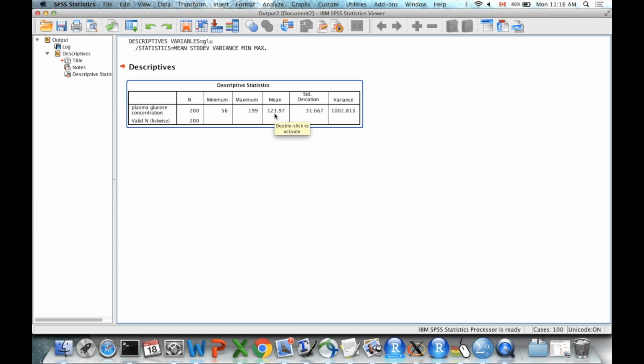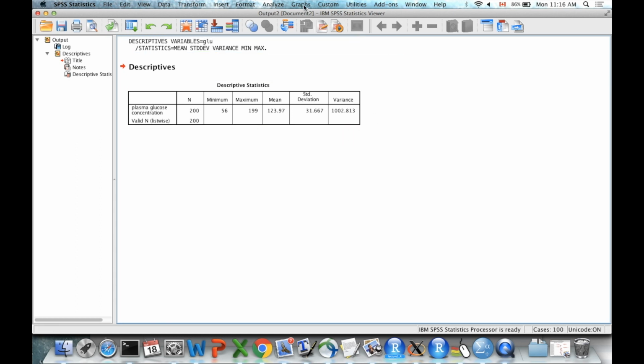So as you can see, that was pretty simple. It automatically gives you your sample size of 200, gives you the minimum value, which is 56, the maximum, which is 199, gives you your mean, gives you your standard deviation of 31, and it gives you the variance. And already you can see why standard deviation is so much more interpretable than variance, because standard deviation is 31. So in relation to the mean, you can picture how wide the distribution of this data is already, whereas with variance it's 1,002. Who knows what that means, really?